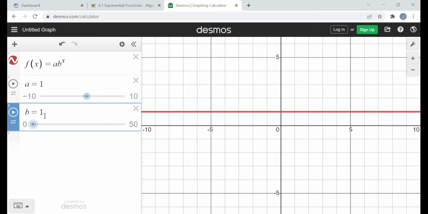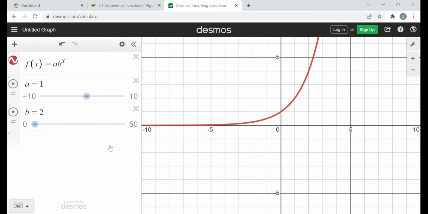Now, remember, we said b, the base, has to be a number other than 1. Right now it's 1, so you see it's very uninteresting. The output is always 1. When a is 1 and b is 1, it's just y equals 1, the horizontal line. That's not interesting.